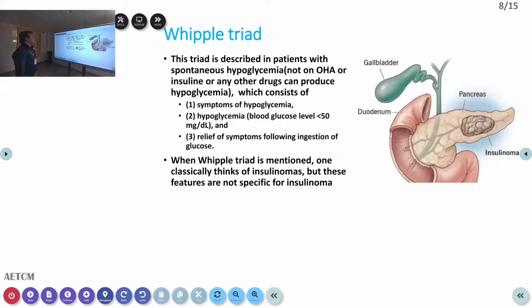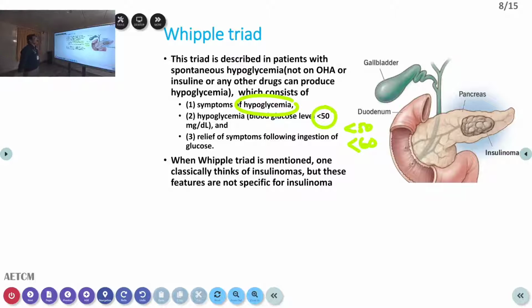Now there is a condition called insulinoma. Spontaneous hypoglycemia is mostly due to insulinoma. One of the triads explained in that condition is Whipple's triad. First, symptoms of hypoglycemia: the patient will have symptoms of hypoglycemia. Second, blood sugar values are very low. Some books may give it as less than 50, some may give it as less than 60. That's not a big problem. So if the symptoms are there, less than 50 or less than 60, whatever it is, okay.